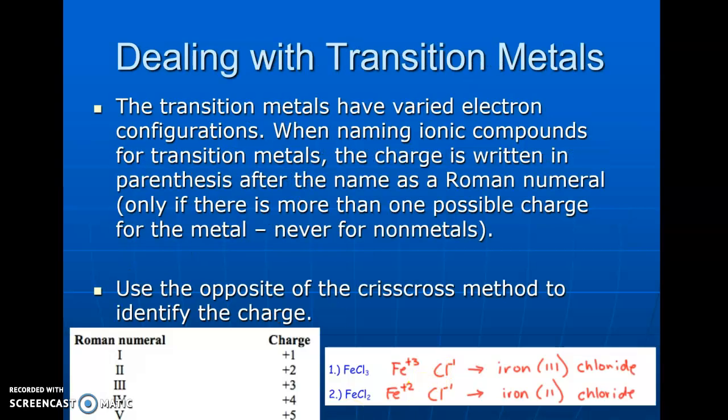So as we deal with those transition metals, I already mentioned we can undo the crisscross. When you see Roman numerals, I is a 1, II is a 2, III is a 3, IV is a 4, V is a 5, and VI is a 6. So if we are undoing the crisscross, FeCl3, we would take that 3 and give it back to the iron, becomes iron 3 chloride. FeCl2, undo the crisscross and give the 2 back to the iron, becomes iron 2 chloride.